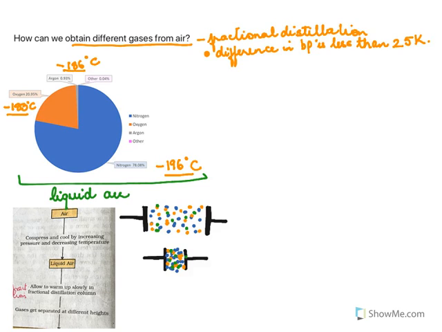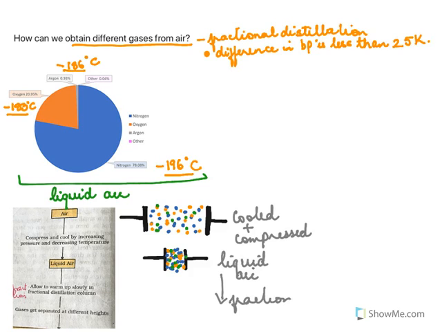The air is also cooled. It is cooled and compressed. Cooled plus compressed, the molecules get closer and you get liquid air. Once we obtain the liquid air, it then undergoes fractional distillation to give different components.